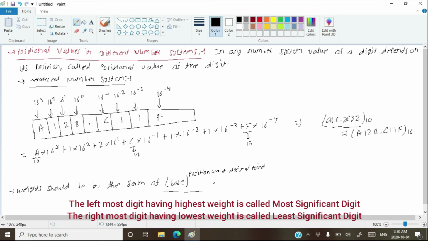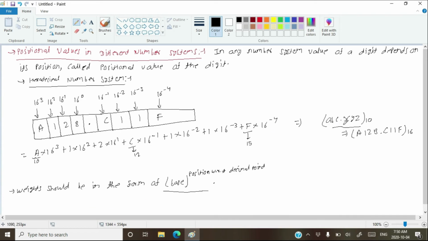Here I have written abc.xyz in decimal because I do not want to calculate this number. Okay, so of course this will not be abc.xyz. This will be a general decimal number, but since I have not calculated it, that's why I have written abc.xyz in decimal is equal to A12B.C11F in hexadecimal. So hopefully you are getting my points, and now let's convert a quantity in one number system into quantity in other number system.